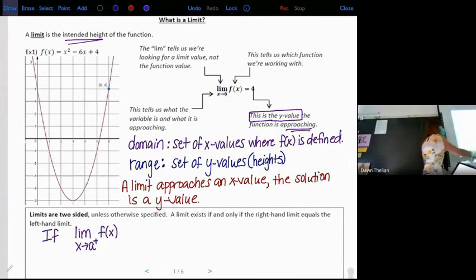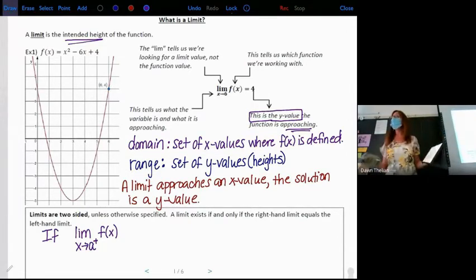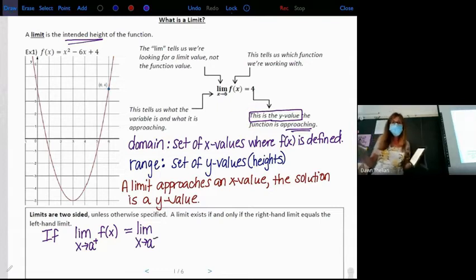So this now reads: the limit as x approaches a from the right of f of x is equal to the limit as x approaches a, and then we would put a little negative sign, sort of like an exponent on the a, as from the left of the function.